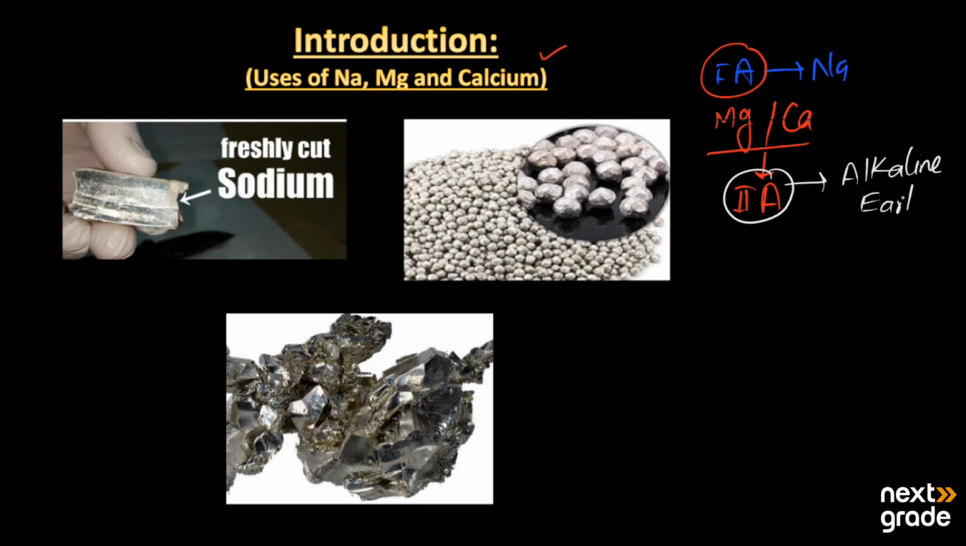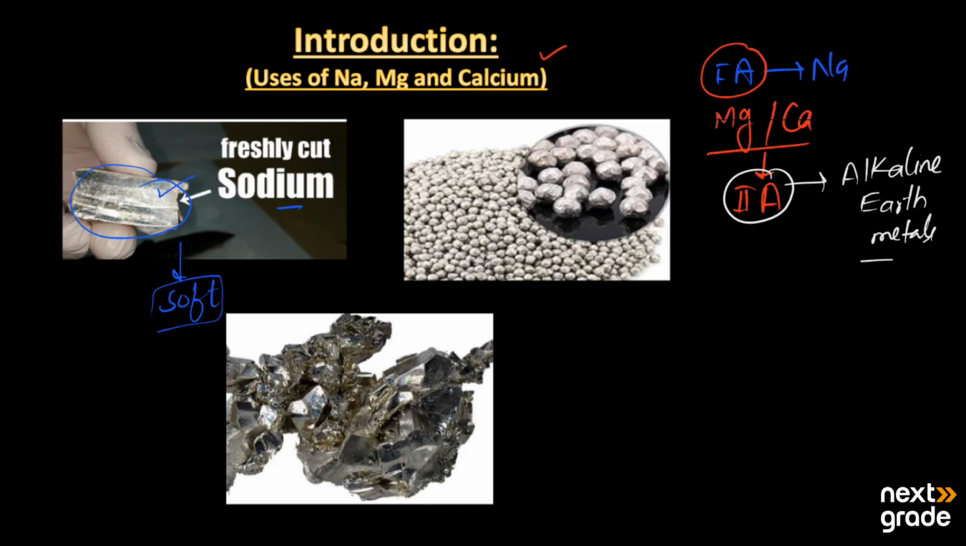So both have different properties. Although both are metals, their uses are different. Some of their properties are different, their reactivity is different, and their physical properties also differ from each other. Now here we have the picture of freshly cut sodium. As sodium is very soft, it can be easily cut with a knife. This is the sodium metal that has a silvery color.